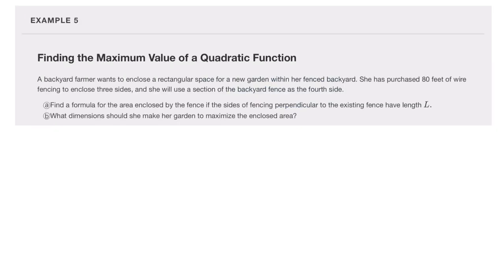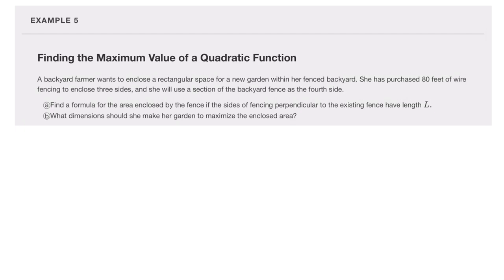Okay. So finding the maximum value of a quadratic function: a backyard farmer wants to enclose a rectangular space for a new garden within her fenced backyard. She has purchased 80 feet of wire fencing to enclose the 3 sides. She will use a section of the barnyard fence as the 4th side. Okay. Find a formula for the area enclosed by the fence if the side of fencing perpendicular to the existing fence has a length L.